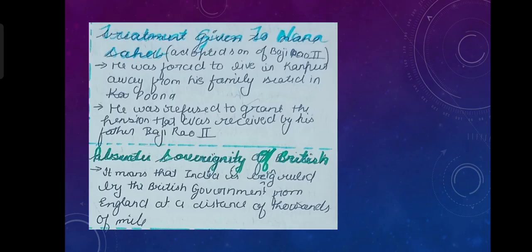Then treatment given to Nana Sahib. This is the second point for political causes. Let's first know who Nana Sahib actually was. He was an adopted son of Baji Rao II. He was forced to live in Kanpur away from his family seated in Pune. He was originally from Pune and he was the adopted son of Baji Rao II. He was forced to live in Kanpur.